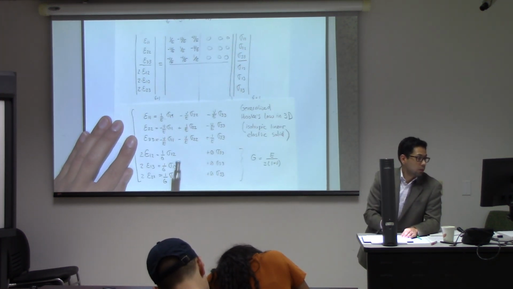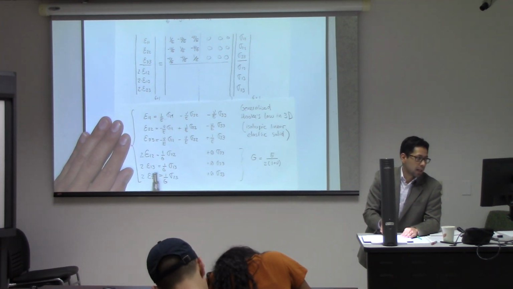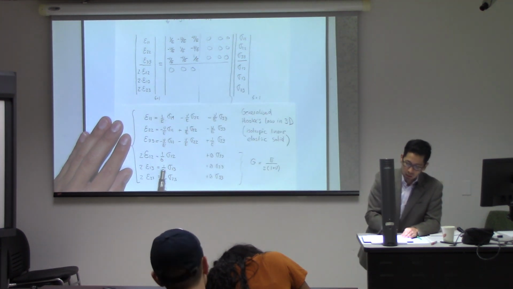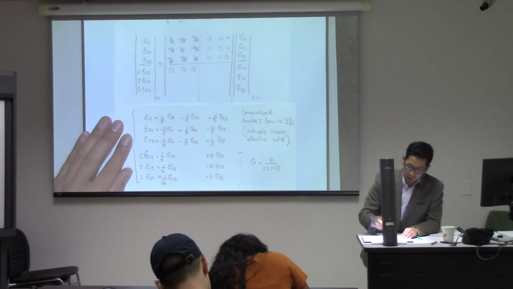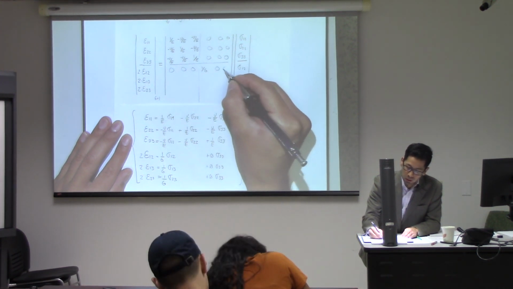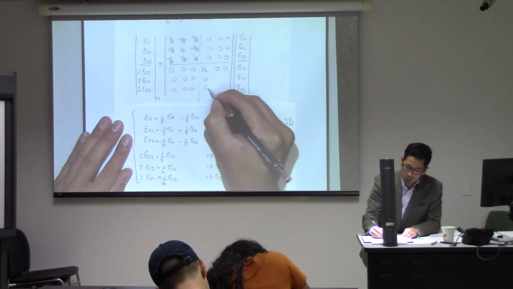And if you look at this equation, there is just one stress that can cause that strain. So this is going to be all zeros, but the term in which you have the stress in that same direction. So 1 over G, and zeros elsewhere.